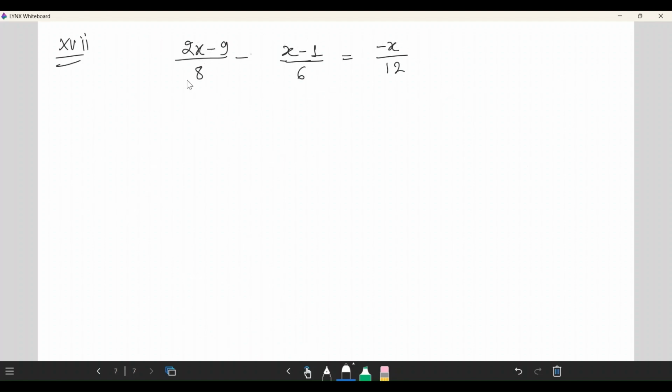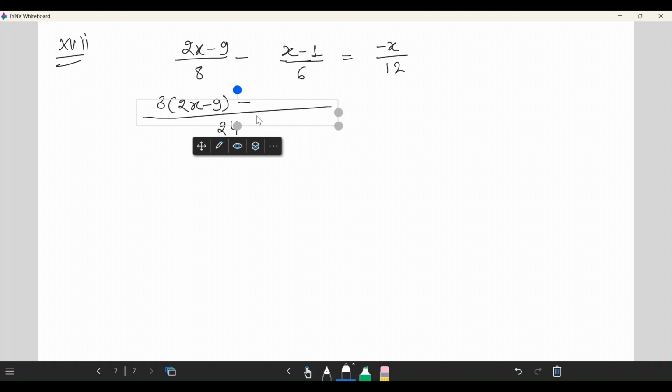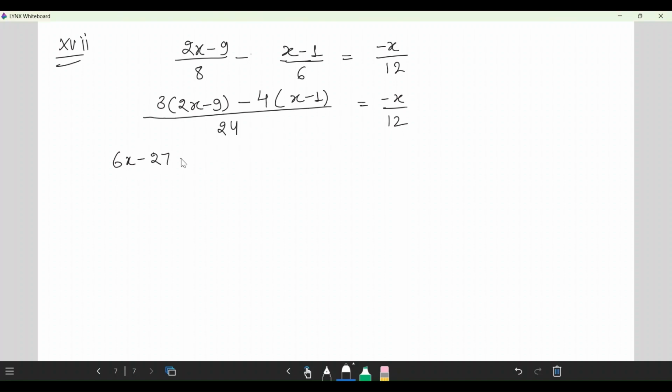So I take the LCM of it. So the LCM of 8 and 6 is 24. Okay, so I divide 24 by 8. So I get 3. And 3 multiplies the numerator 2x minus 9 and minus. Okay, now 6 fours are 24 and x minus 1. Got it? And here also the same. Now 3 into 2x is 6x minus 27 minus 4x minus minus plus 4 upon 24, and here minus x and here 12.